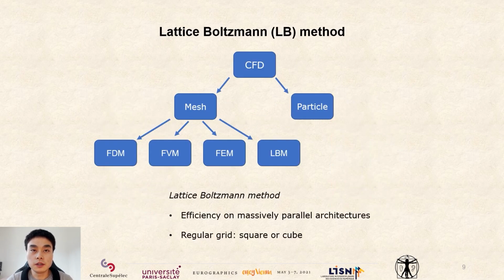Then we need to choose the simulation tool. Among all the methods that use a mesh to solve the Navier-Stokes equation, like the finite volume method, finite element method, and finite difference method, we finally chose to use the Lattice Boltzmann method. This method solves the Navier-Stokes equation in a different way. The advantage of this method is that it can run efficiently on massively parallel architectures, and it uses a regular grid, which makes our system easier.